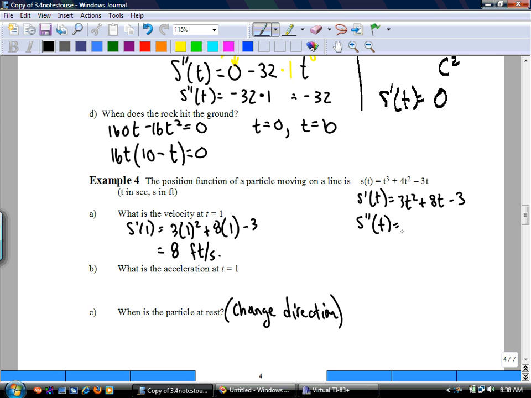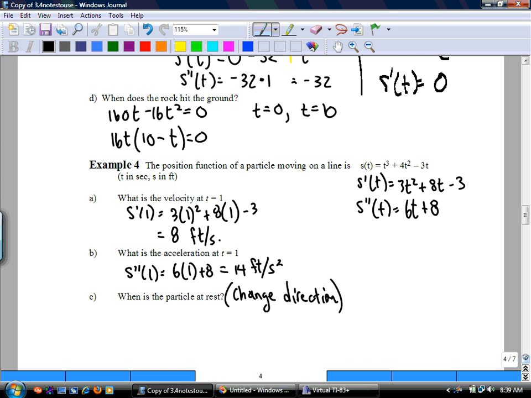Okay, S double prime is 6t plus 8. What is the acceleration at t equals 1? S double prime at 1 equals 6 times 1 plus 8, which is 14 feet per second squared.